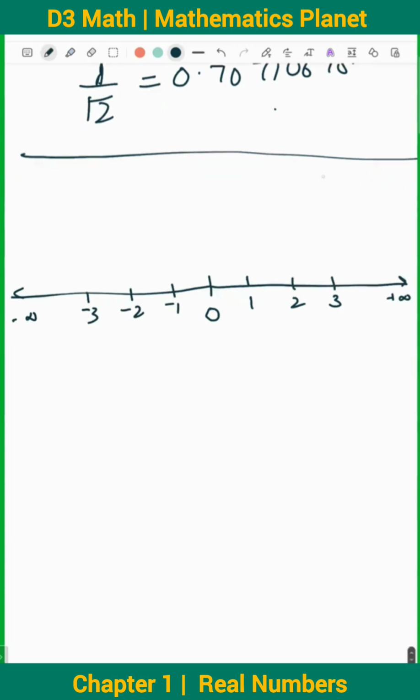For example, I have the number minus 3 by 2. I can represent it on the number line, where minus 3 by 2 is somewhere between minus 1 and minus 2. So this is minus 3 by 2. I can represent 0.2 on the number line. 0.2 would be somewhere over here. I can represent pi on the number line. What is pi? 3.14. So 3.14 will be something over here. So it would be pi. So I can represent any number on the number line.